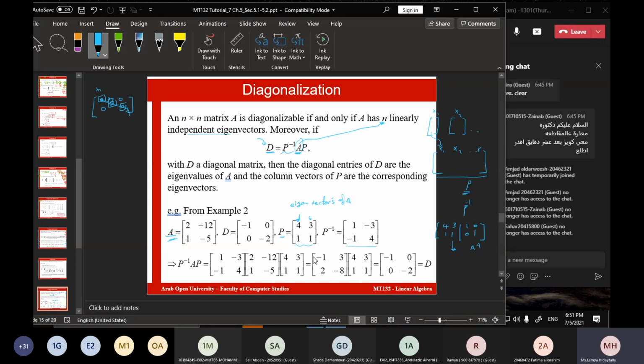We find it. Now, the statement says, if they are linearly independent, are they linearly independent or not? How can I know? This is the matrix P.